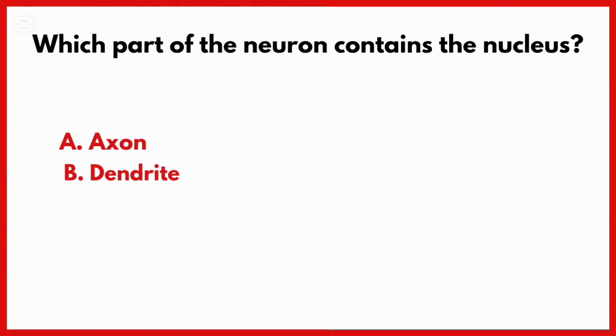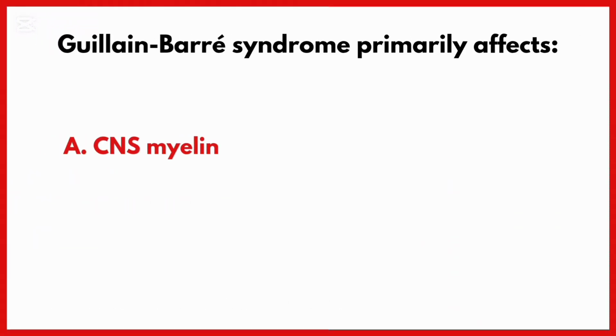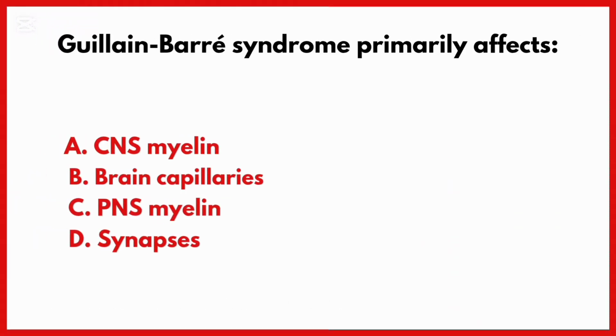Which part of the neuron contains the nucleus? Correct answer is option D. Guillain-Barré syndrome primarily affects. Correct answer is option C, PNS myelin.